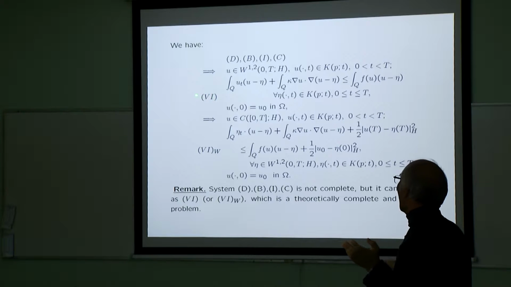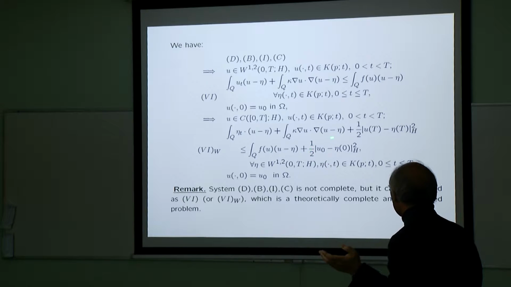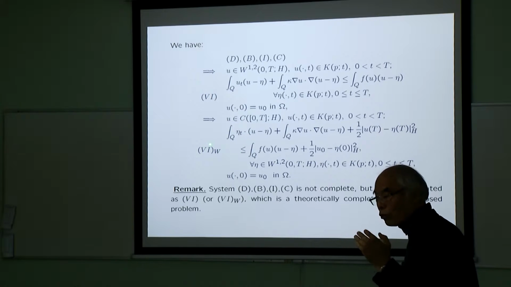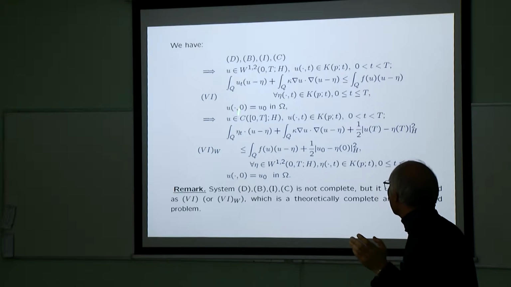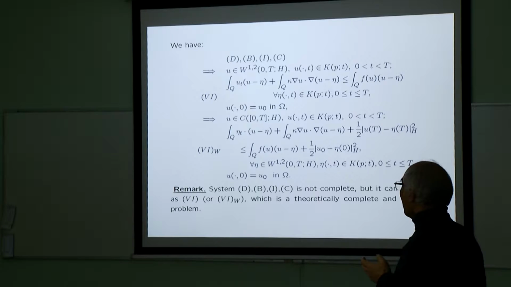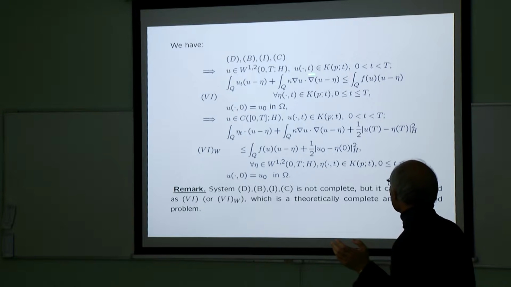And furthermore, you use integration by parts on this term. This term is divided into three parts, this one, this one, and this one. So we have this variational inequality, which is called the weak form of the variational inequality. So we have immediately from the strong form, the weak form.